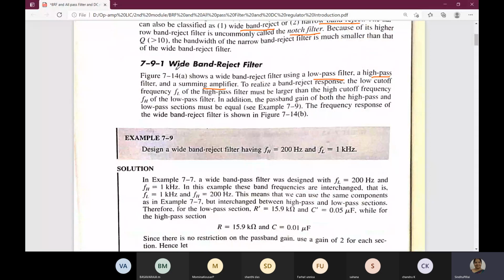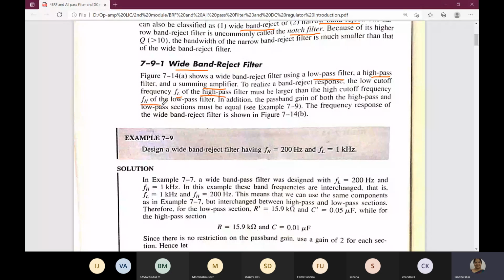In wide band, it is designed by using a low pass filter, a high pass filter and a summing amplifier. Three are taken: one is low pass, second is high pass, and a summing amplifier. These three put together, this band reject filter will be designed. But to realize a band reject response, the low cutoff frequency FL of high pass must be larger than the higher cutoff frequency FH of low pass. So FL should be greater than FH to design this wide band reject filter.